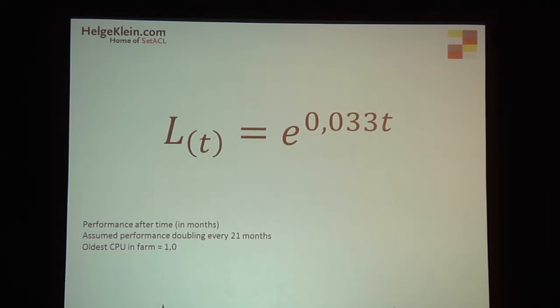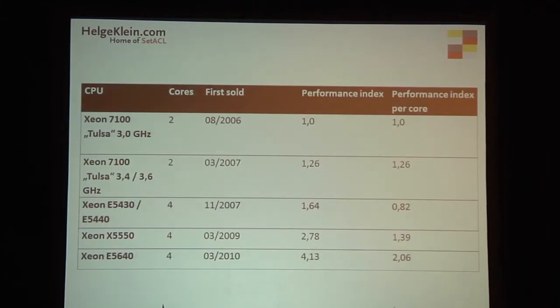So to put this to practical use, I define the oldest CPU in my farm as having a relative performance of 1. And then I get something like this. You see, the oldest CPU here was this Xeon 7100. It has 2 cores. It was first sold or released in 2006. And I give this a performance rating of 1.